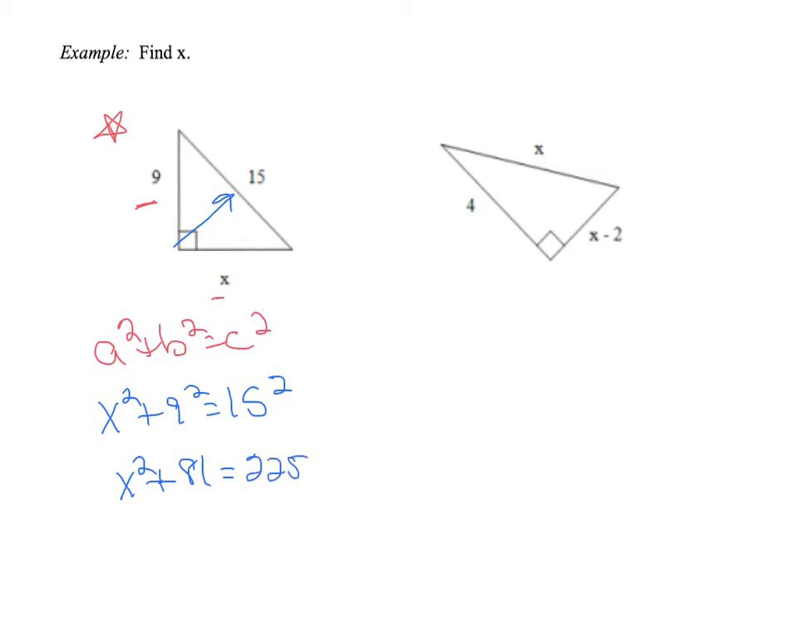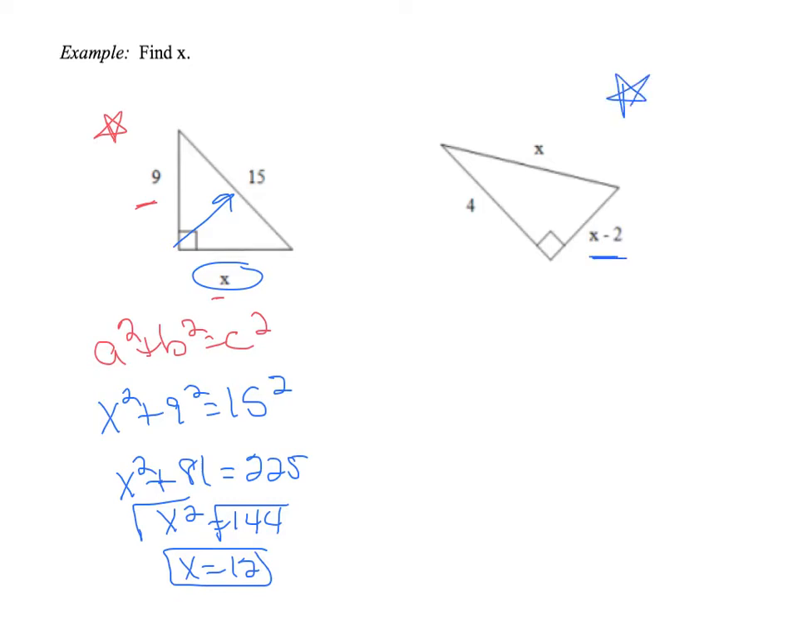Subtract the 81, you get x squared is 144, and to unsquare a square, you guys, you take the square root. Now remember, it's positive or negative 12, but distance can't be negative, so your x is just going to equal 12. I want you to try this one. Be careful of this. It's the same concept, but be careful.